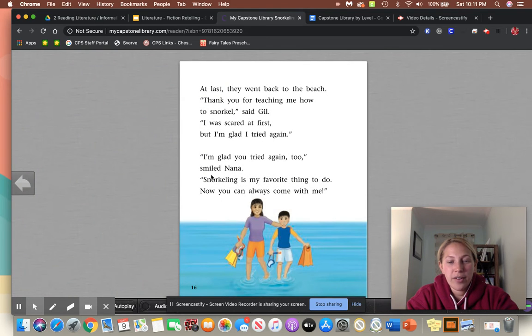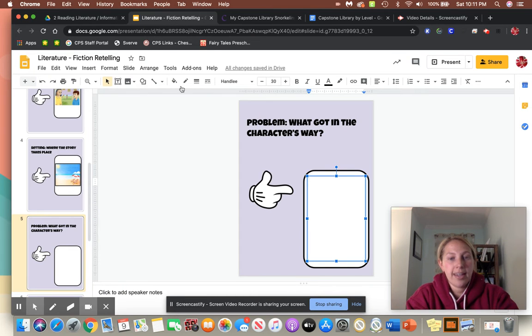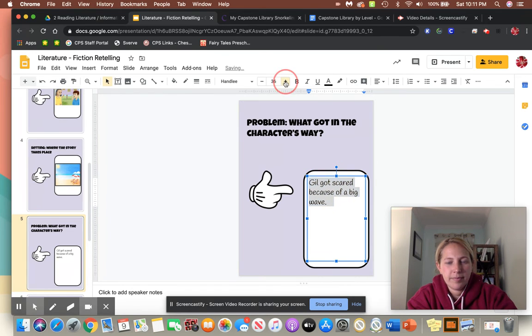And on the way out of the water, he told Nana that he was very happy that he got to go snorkeling. So let's take a look at this. The problem, what got in the character's way? Well, what happened to Gil? Gil got scared because of a big wave. That was scary. Let's see if we can make this a little bit bigger. He got scared because of a big wave.